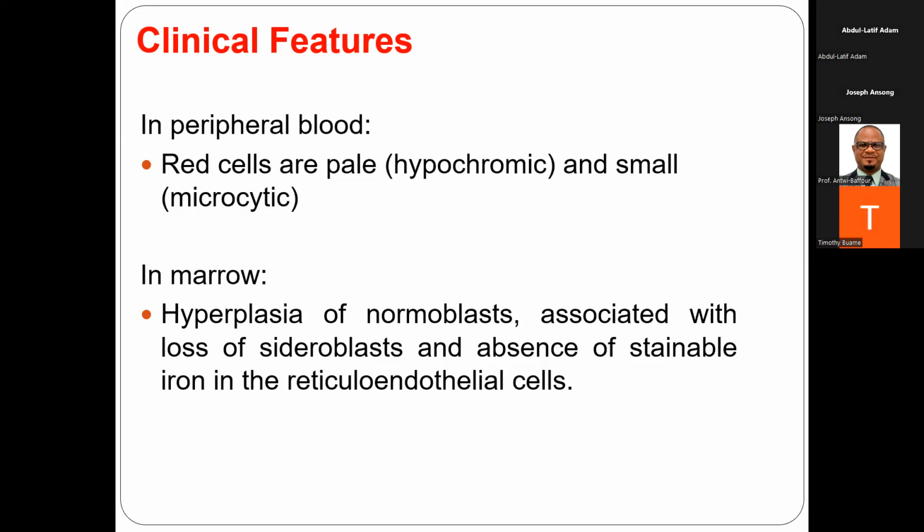The reticuloendothelial cells are macrophage types that engulf old red cells. When they disintegrate them, the macrophages store the iron. So you can stain macrophages for iron to know whether the person has enough iron or not. And in this case, when you stain the macrophages, you won't see much iron.